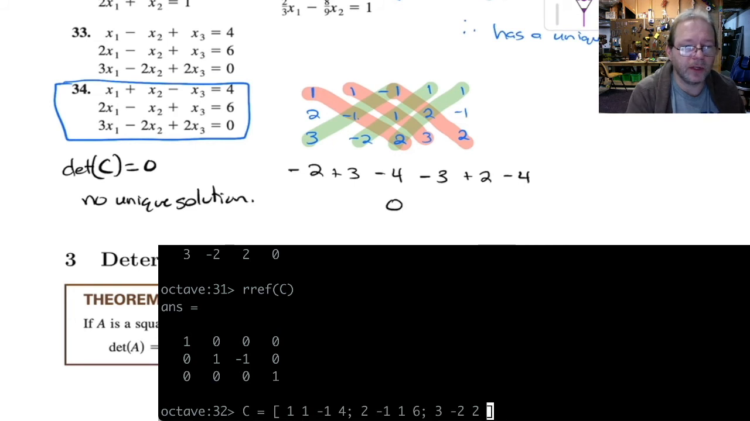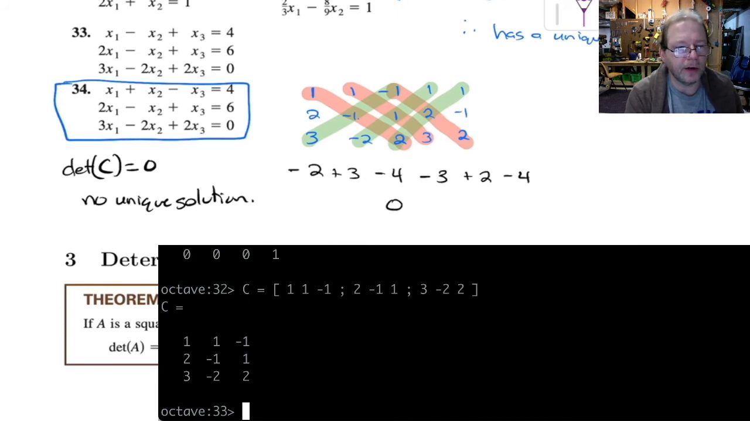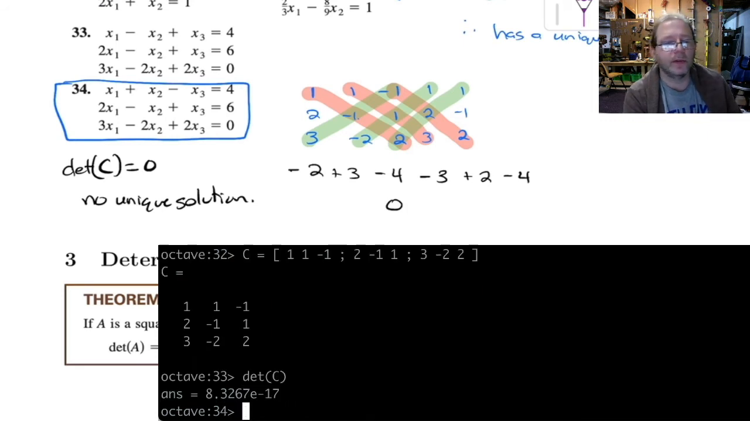So I'm going to come back and take the determinant of this because something interesting is going to happen. There is our coefficient matrix, and we've already seen the determinant of this is 0. But let's get Octave to compute it for us. When Octave computes the determinant, it gives us this answer. Instead of just saying 0, it says 8.3267 times 10 to the -17th.